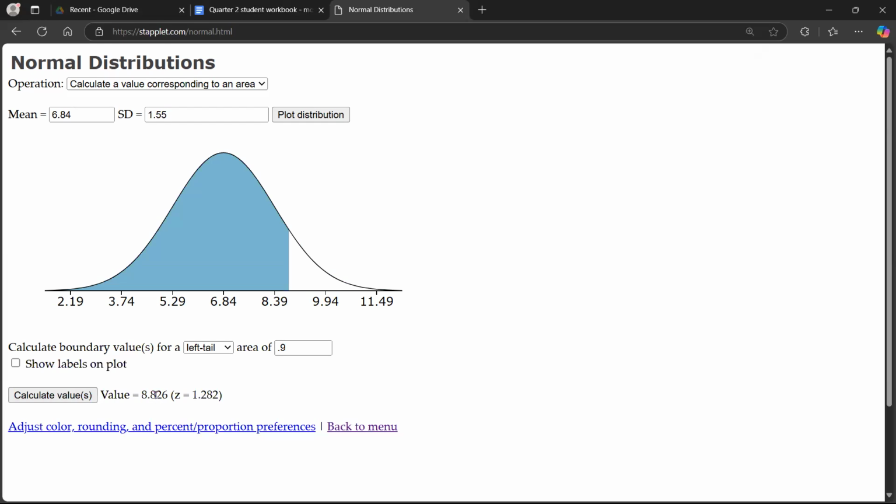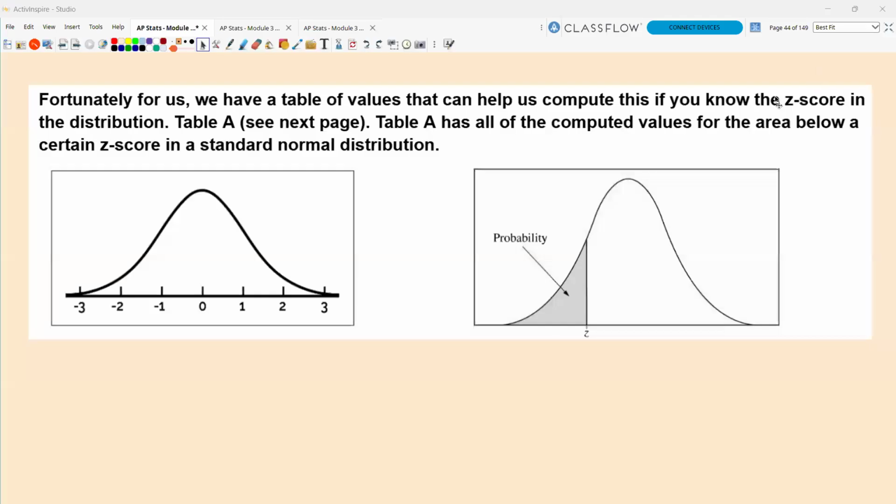So we're not going to have Stapplet on a test in this class or on an exam. So we have to learn how to calculate this in a couple different ways. The first way we'll use is using our table A. You're going to be provided a table of normal calculations. And these calculations are going to be percentiles below, so values below a certain number on a Z standardized normal distribution. So in order for this to work using the table, you have to get Z scores for all of your values.